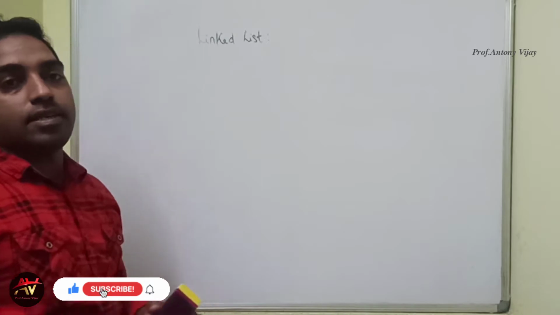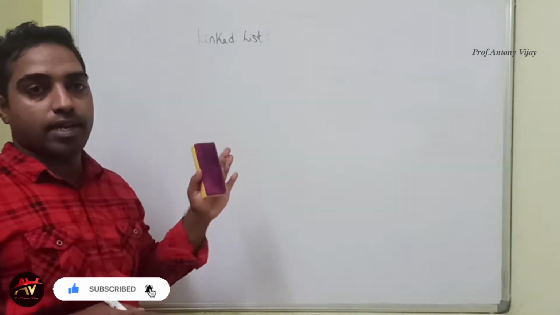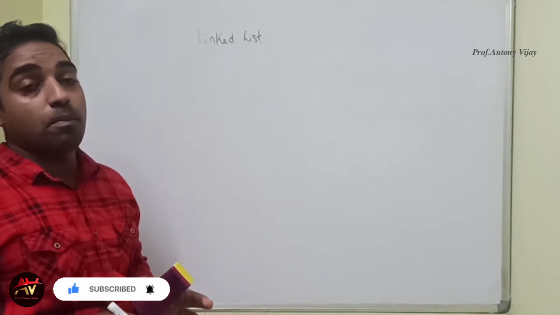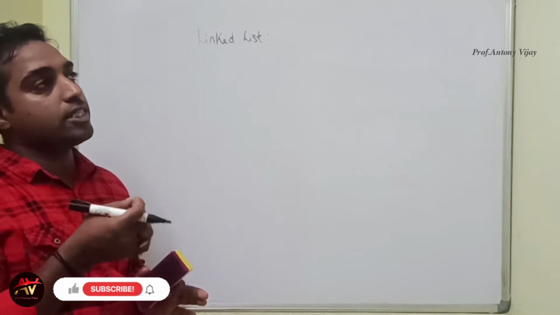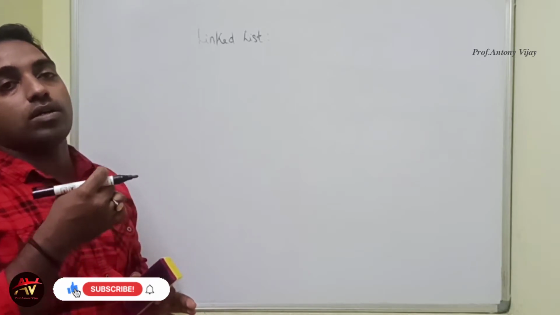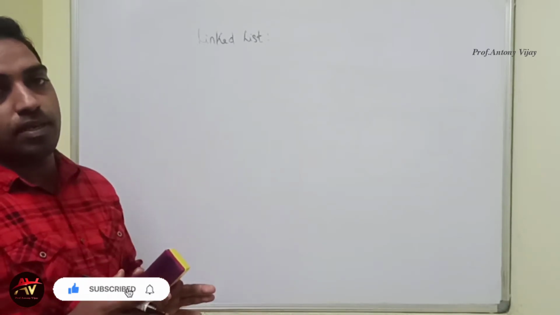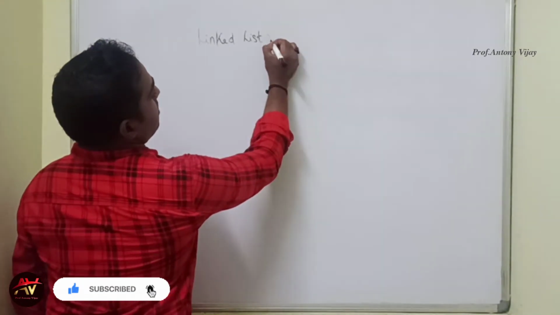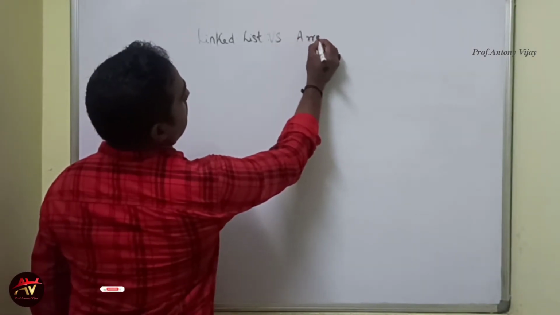So linked list is also a linear data structure. Here the elements are arranged in a sequential order, but they are stored non-sequentially. Not sequential means not contiguous memory. For example, I will compare this concept with array. So I am mentioning linked list versus array.